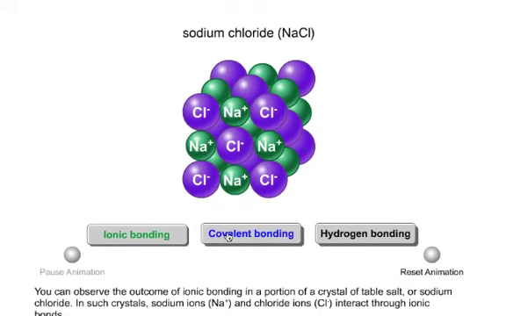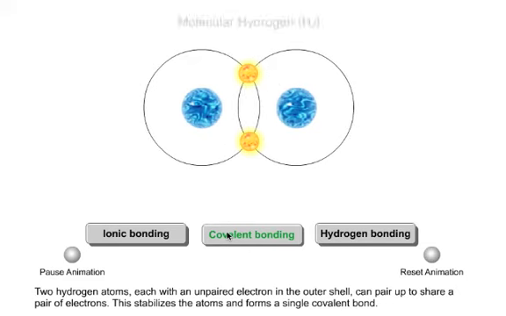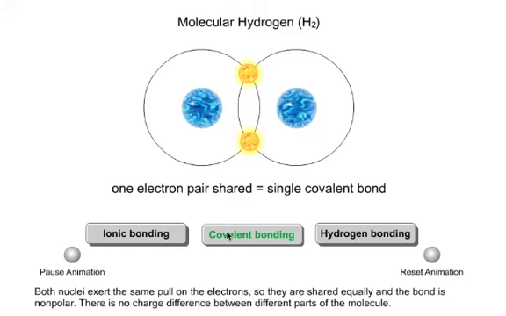Now let's look at covalent. 2 hydrogen atoms, each with an unpaired electron in the outer shell, can pair up to share a pair of electrons. This stabilizes the atoms and forms a single covalent bond. Both nuclei exert the same pull on the electrons, so they are shared equally, and the bond is nonpolar. There is no charge difference between different parts of the molecule.